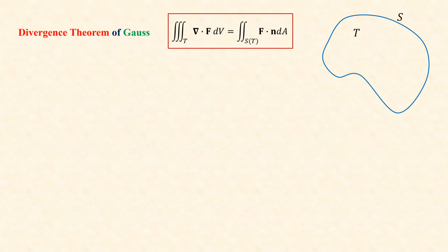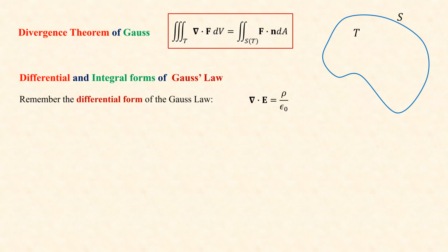So let's see what that implies. Remember that we had differential and integral forms of Gauss law. We talked about the differential form of Gauss law. We said that divergence of E is equal to rho over epsilon naught for any charge distribution. When you have some charge density at some point in space, divergence of the electric field is equal to the charge density divided by epsilon naught. We talked about that before when we were talking about divergence, right?